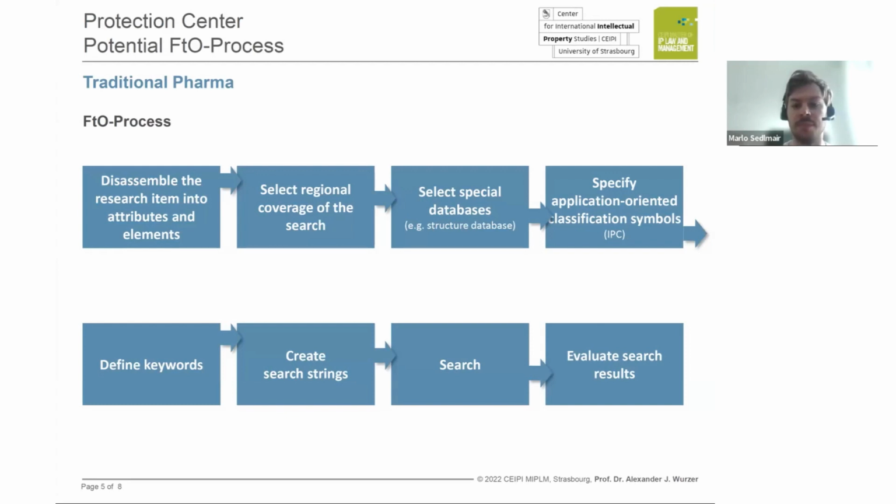And then the 4 last steps, so define keywords, create search strings, search, and evaluate the search results, is very basic. So I think everybody has a picture about that. And these 8 steps then sum up to this traditional FTO process in traditional pharma. And on the next slide, we will see how this will change in the digital pharma.